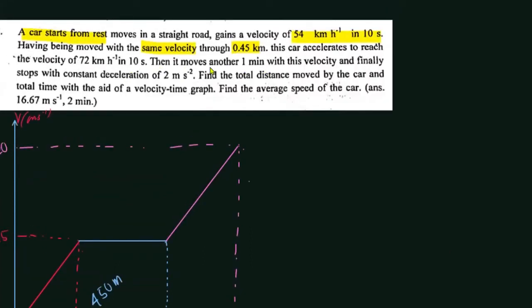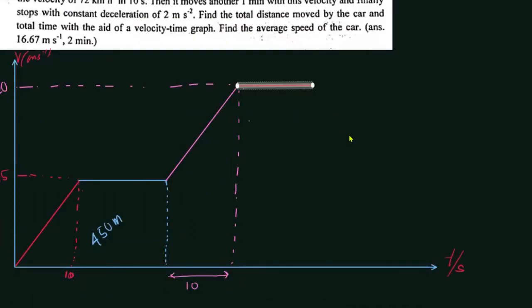Right, then it moves another 1 minute with this velocity, which means it's a uniform velocity. 1 more minute is going to be moved with that velocity, which means in seconds it is 60 seconds. For 60 seconds, they are going to move with the same velocity, right?